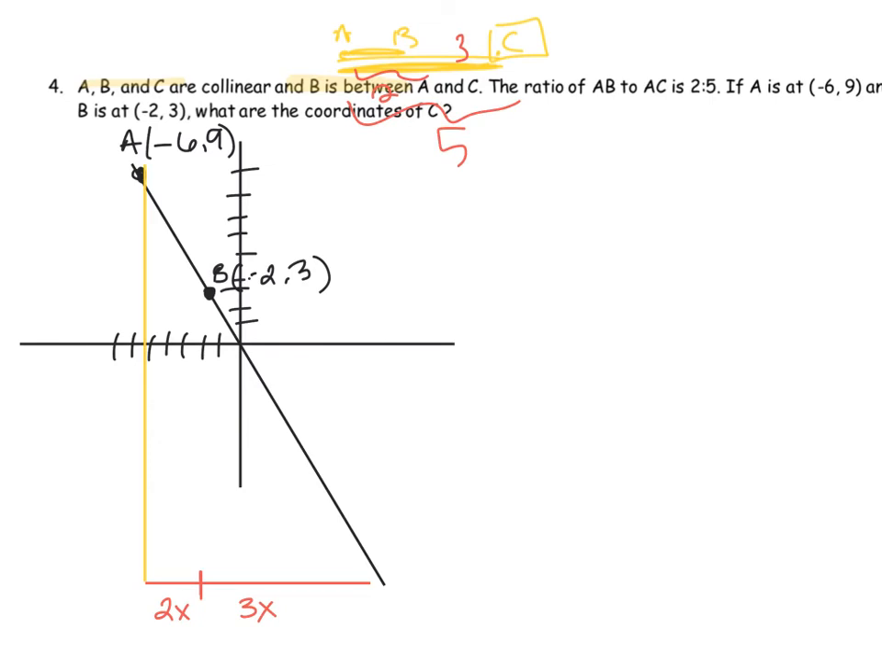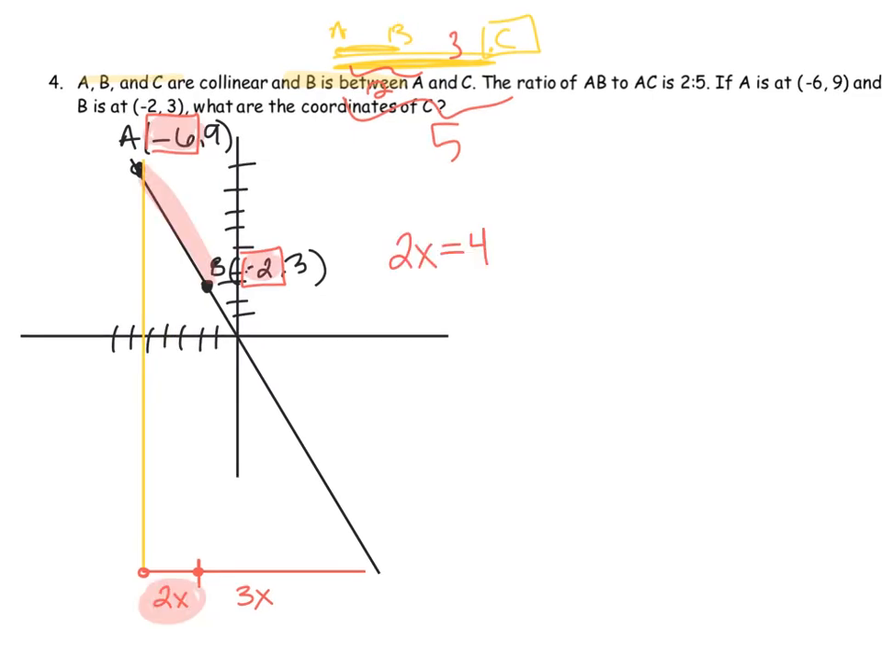So I know that 2x must equal the distance between my two x values. So 2x must equal 4, since that is the distance between the x values. That gives me that x is 2, which means this distance here is 4.